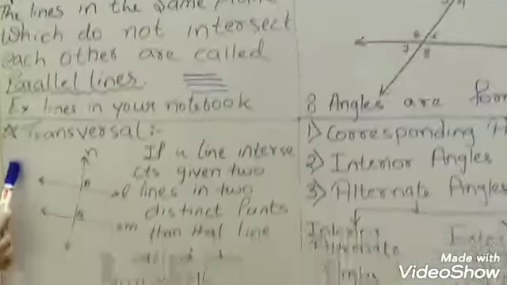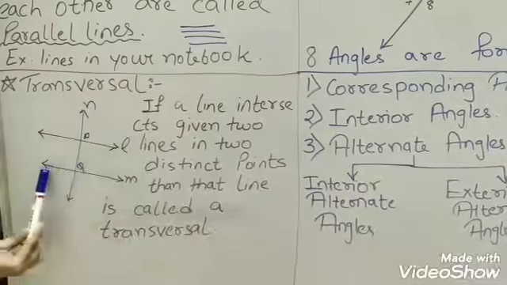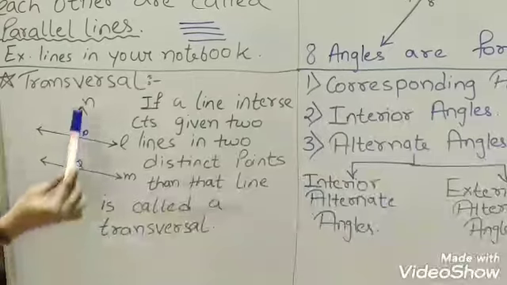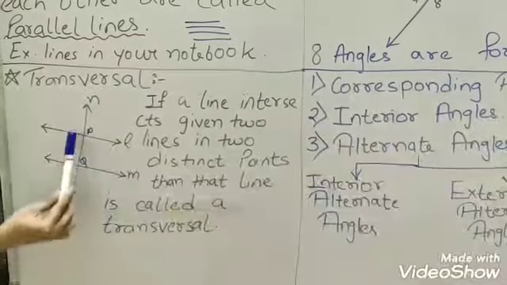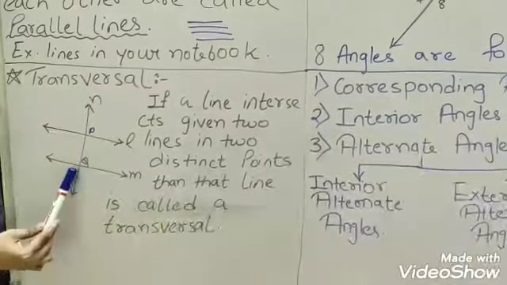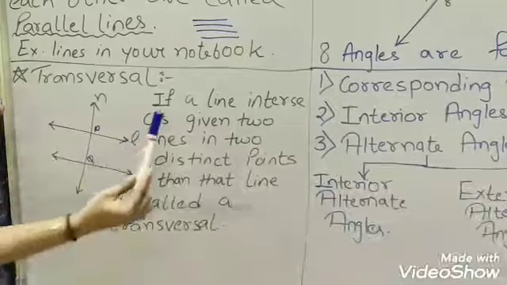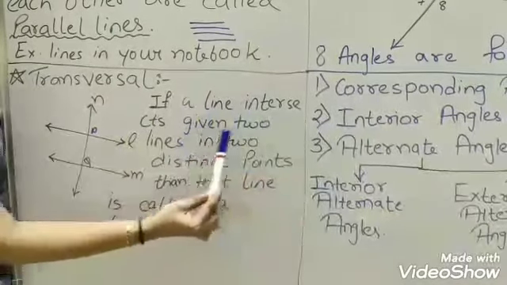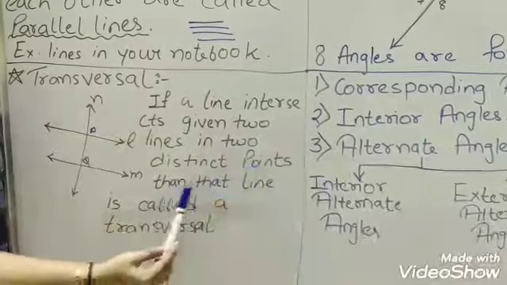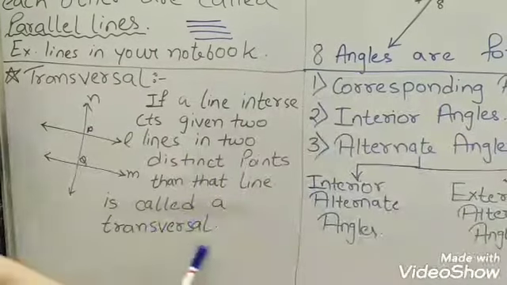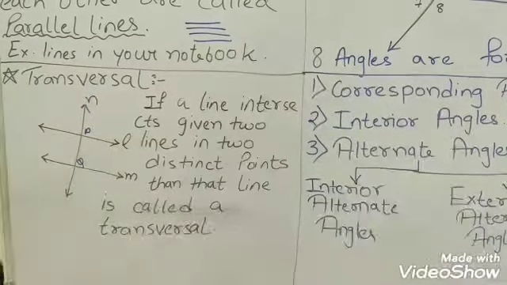Then here is a transversal. You can see this figure. Here L and M are parallel lines, and this line is said to be a transversal. The line which intersects two parallel lines at distinct points is said to be a transversal. If a line intersects two given lines in two distinct points, then that line is called a transversal. Here line N is said to be a transversal.